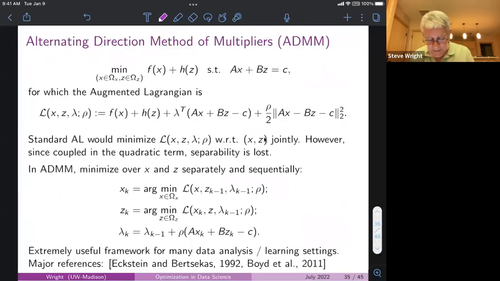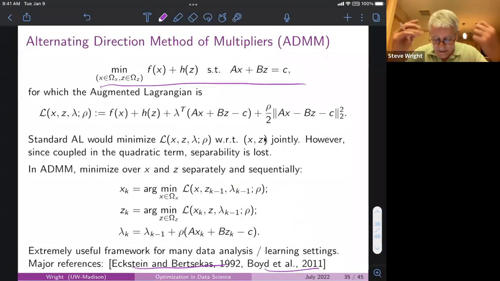So ADMM, a very important method in recent times, again, invented by Eckstein and Bertsekas and popularized in this 2011 paper. This is particularly useful when you can partition the variables into two sets, x and z.